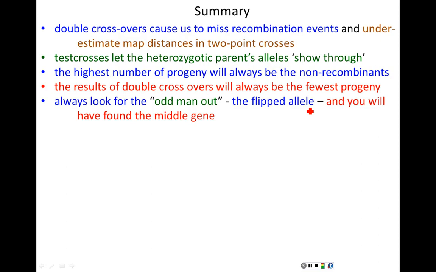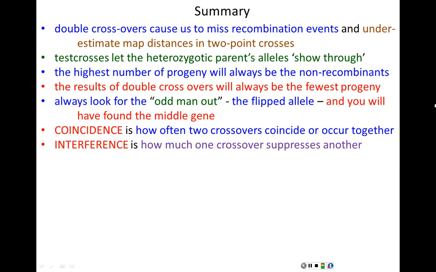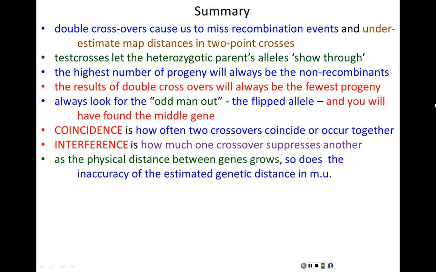Once you identify the double recombinants, because they are the fewest number, you look for that odd man out, that flipped allele, the allele that's no longer traveling with its friends, and you will have found that middle gene. We define coincidence as a mathematical value that measures how often two separate crossover events will coincide or occur together. Interference is how much one crossover event will suppress another. And then we talked about mapping. As the physical distance between genes grows, so too does the inaccuracy of the estimated genetic distance.